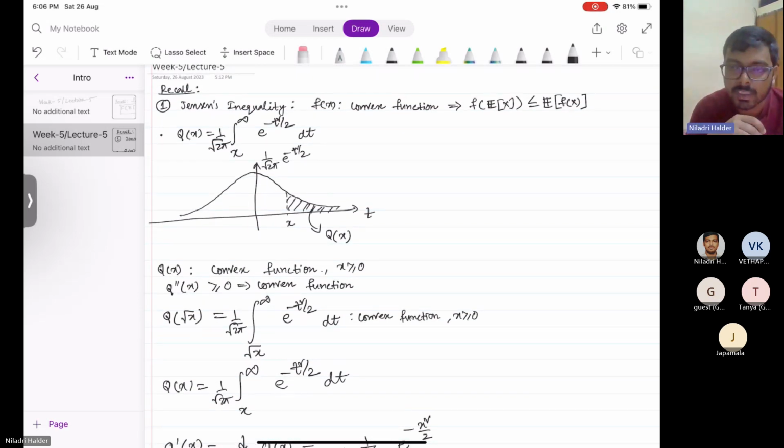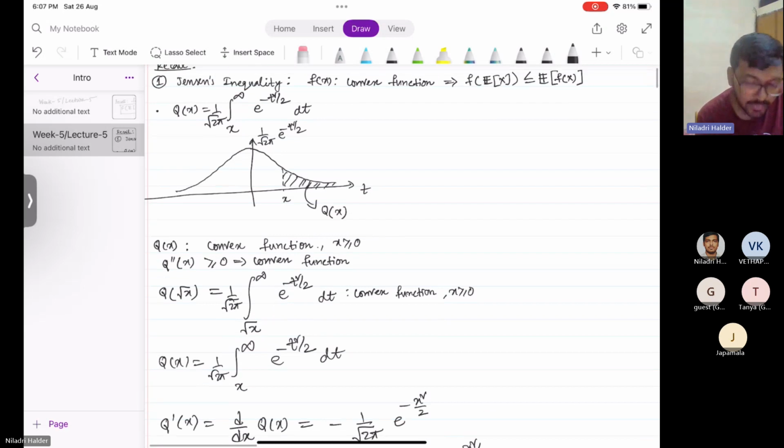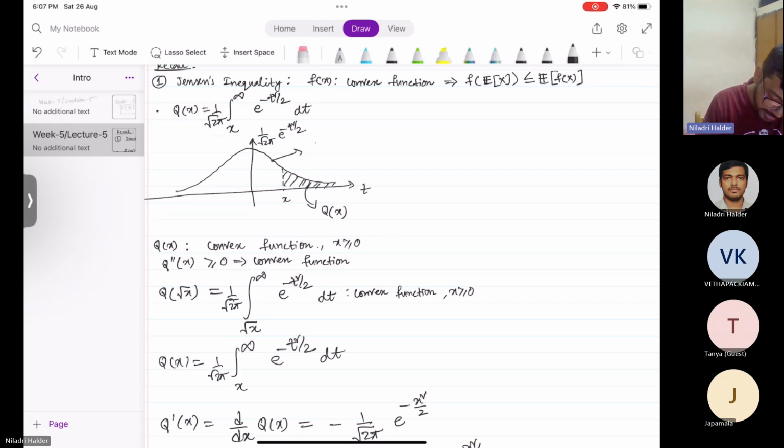Yeah, so I can summarize what I taught today. At first, what is Jensen's inequality? I revised that again. For a convex function f(x), Jensen's inequality is that f of expectation of x is less than or equal to expectation of f(x). Okay, and what is the Q function? The Q function is the standard normal distribution.